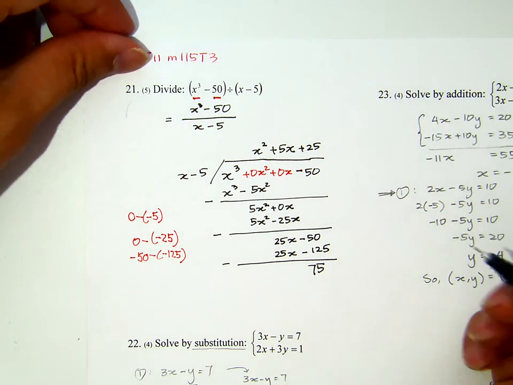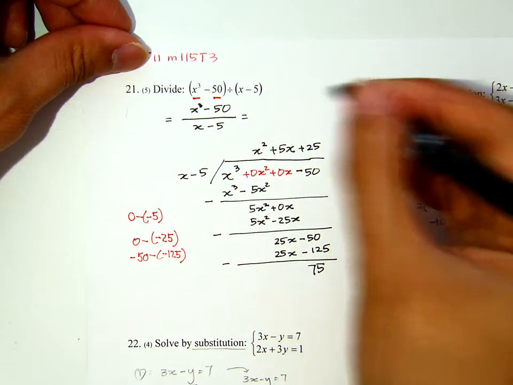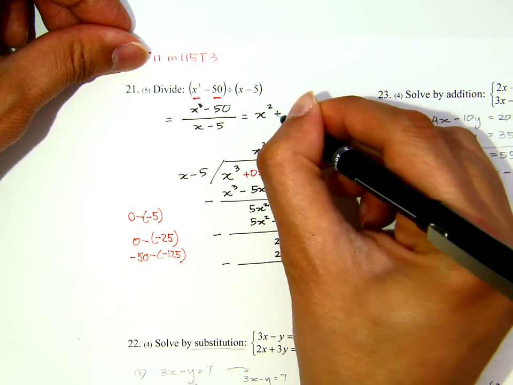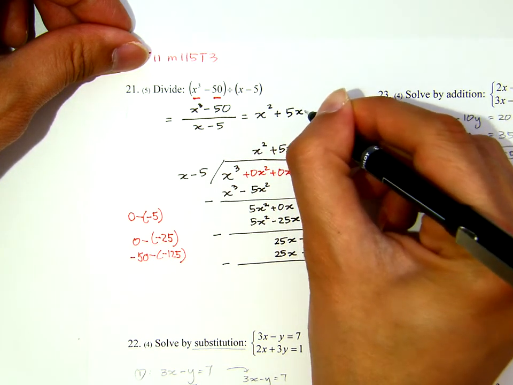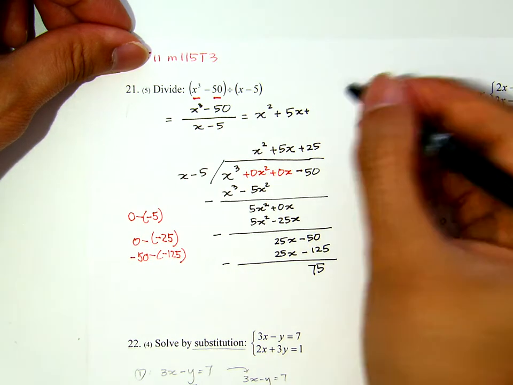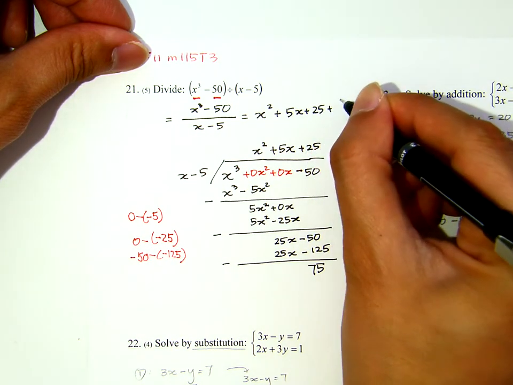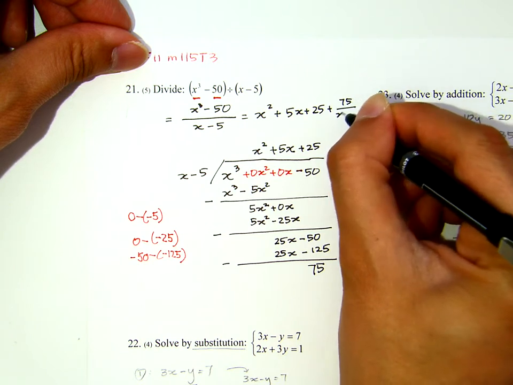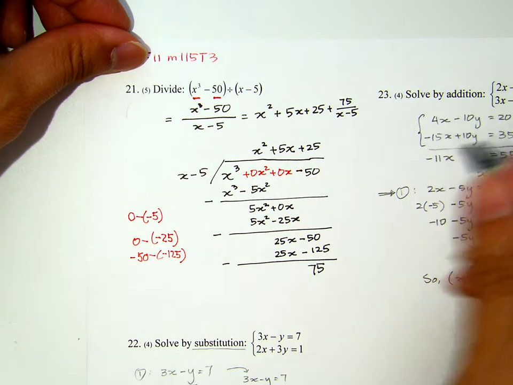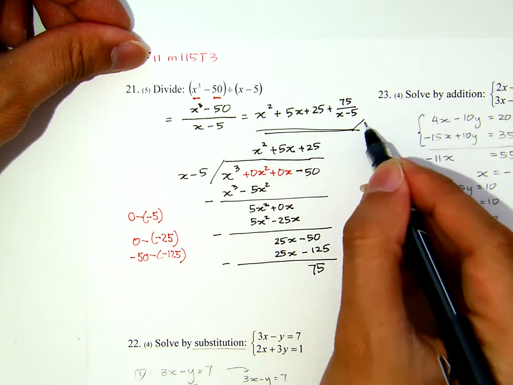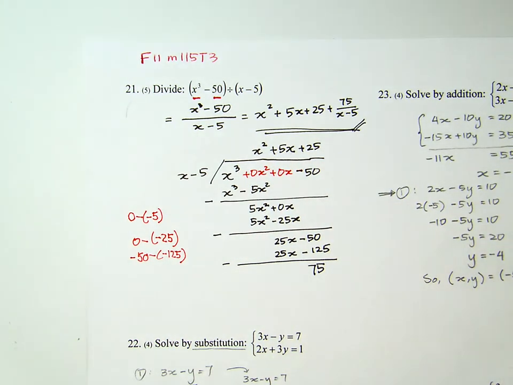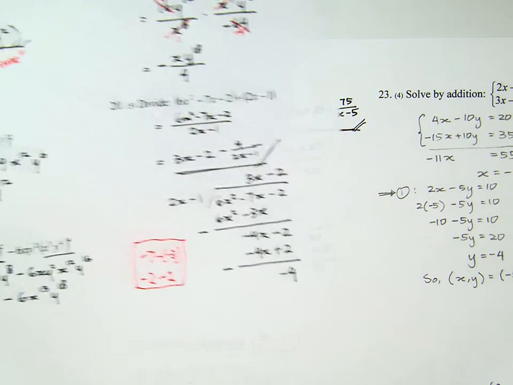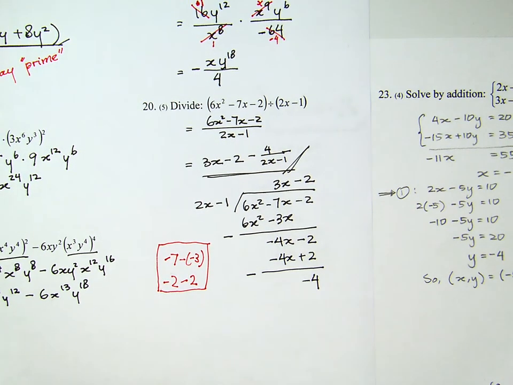Now therefore the solution is, let me write it here, x squared plus 5x plus 25 plus 75 over x minus 5. Okay, this is the quotient for this question here. This is for 2011 Math 115 Test 3, number 20 and number 21.